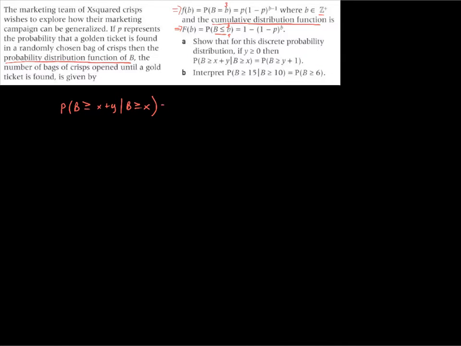All right, now if I use my conditional law of probability, then the top here would be the probability that b is greater than or equal to x plus y, and that b is greater than or equal to x, just like that, all over the probability that b is greater than or equal to x, just like that. Okay, now we're going to go ahead and try to simplify this a little bit. Now we notice a couple of things right off the bat.